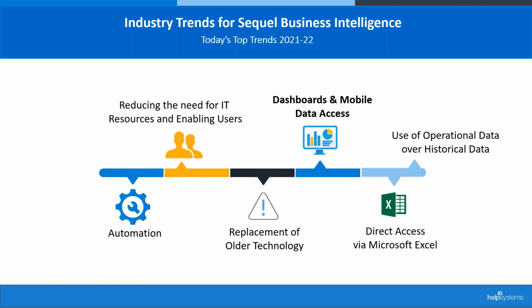The trends on this slide are really in no certain order. All of these trends are very important to companies and to their full business intelligence strategies. But we all know that access to data is one of the most important business needs to help fuel the growth and direction of companies today.